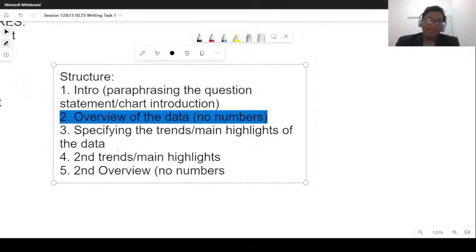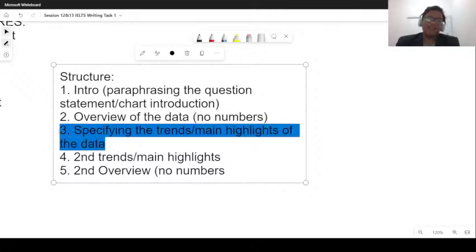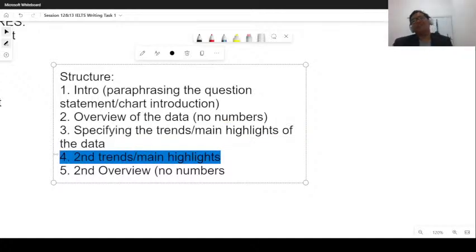And then the third one is specifying the trends, main highlights of the data, which is something that we did. Like just brainstorm that in the first 5 minutes, right? Make sure that you have as much data as you can identify. Remember, they have to have that characteristic of being important, being something that stands out. And then the fourth paragraph will be basically just the second set of the trends or main highlights.